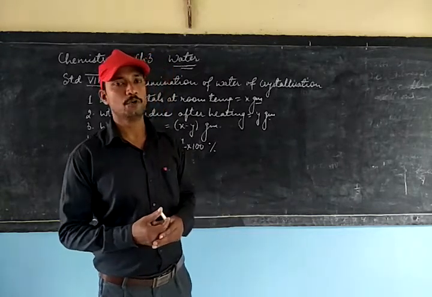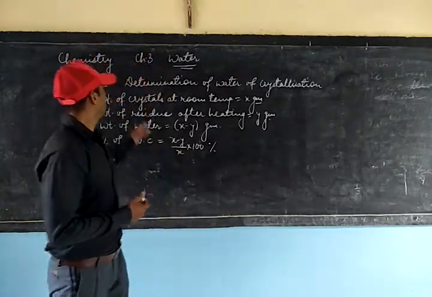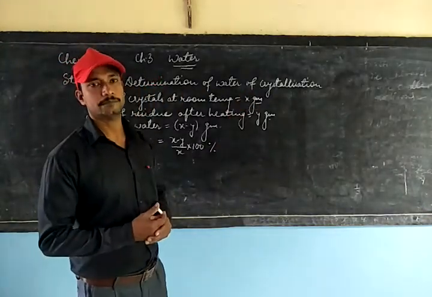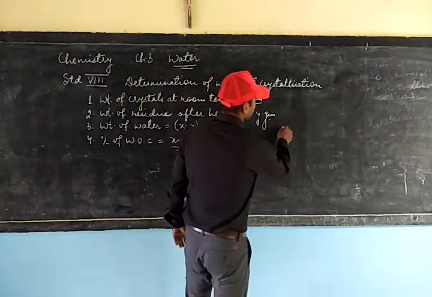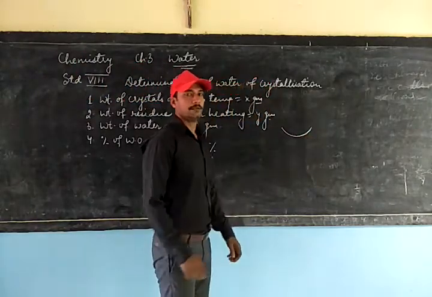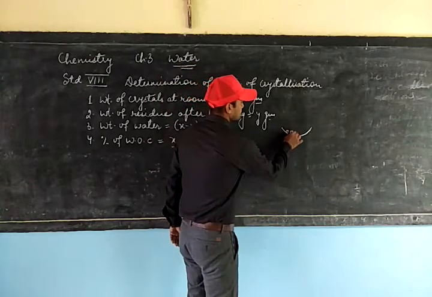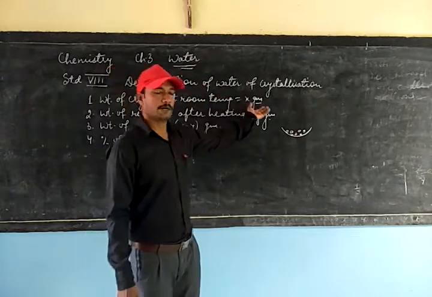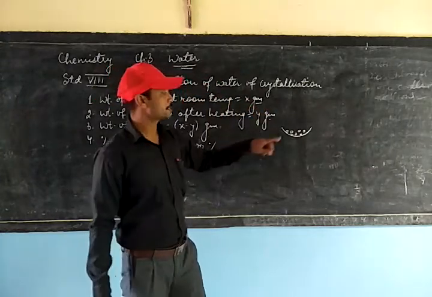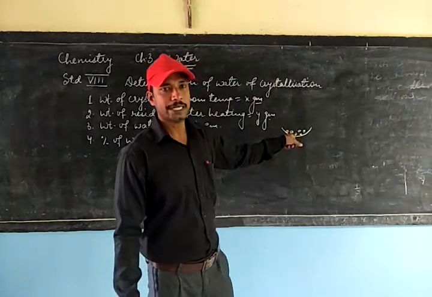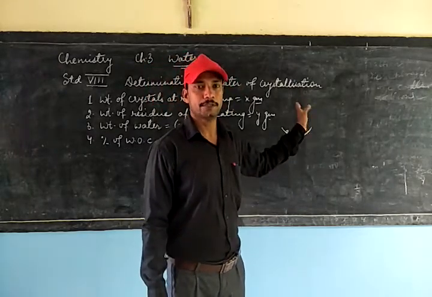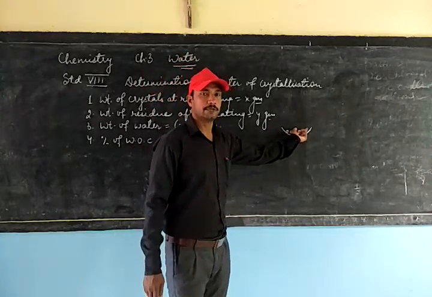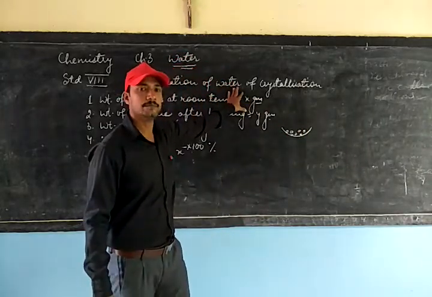For this, let us suppose the weight of crystals given at room temperature is x gram. Suppose we have taken a container with crystal in it. We can take the crystal at x gram. But remember one thing, this crystal also contains water molecules in it, and we have to find out the percentage of that water. So first measure the given quantity of the crystal. Let us suppose it is x gram.